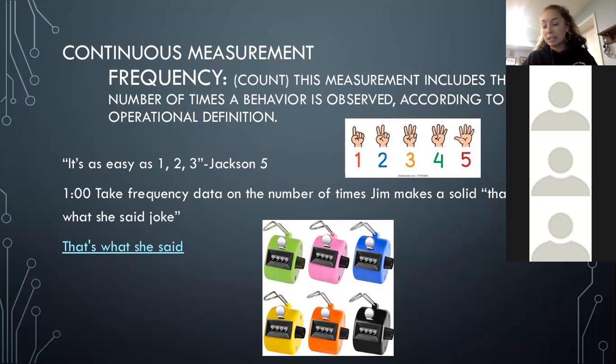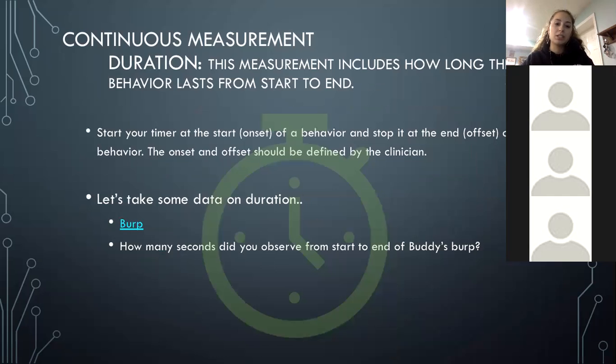So yeah, super easy. And it was hard, I will give you guys that, because I didn't write down an operational definition of Jim's behavior. So that was my fault as the clinician, but we get the point. Every time that the behavior occurs, we're going to just count 1, 2, 3, 4, 5. Our next one is duration.